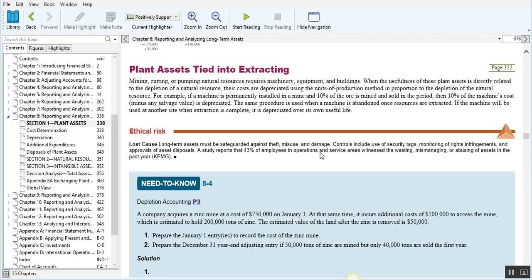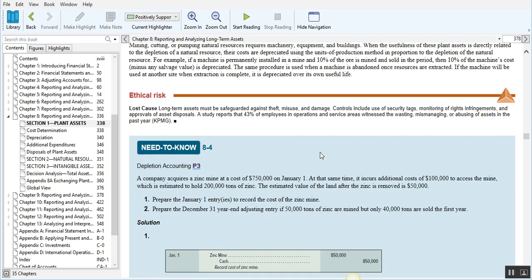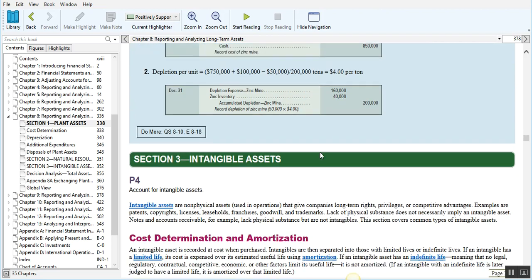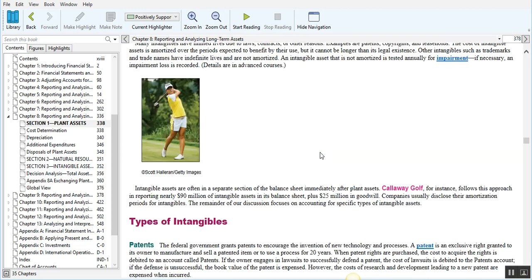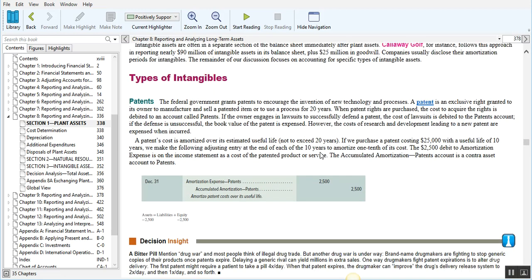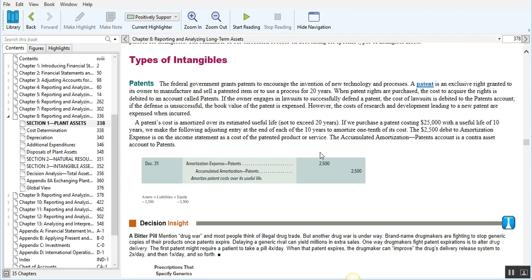And many times there will be plant assets that are related to the depletion of these units. Basically they're going to be depreciated like we would normally depreciate any piece of equipment. Finally, the last part of this chapter is dealing with intangible assets. And when we're talking about intangibles, we're talking about patents, copyrights, trademarks, and so on.